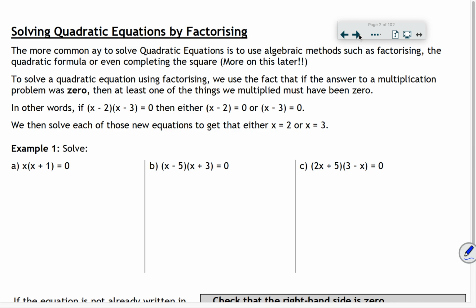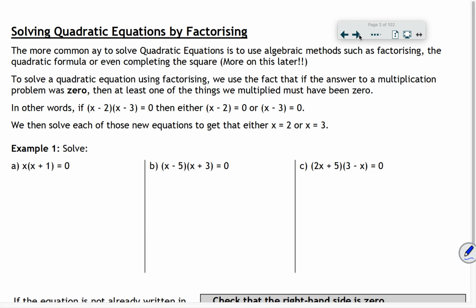You'll remember that in the last topic when we spoke about sketching quadratic graphs, we actually did a little bit of solving quadratics because you have to do it in order to sketch them. So a more common way to solve quadratic equations is to use algebraic methods. The first one we're going to look at is factorizing. Then we'll go on to something that's called the quadratic formula, and then on to completing the square. Okay? To solve a quadratic equation using factorizing, we have to make sure that the answer to the multiplication problem is 0. So again, the right hand side equals 0.